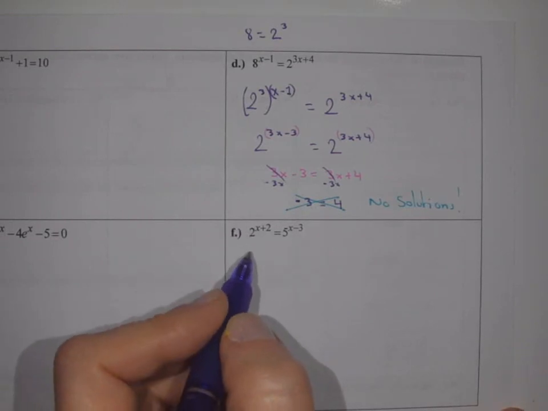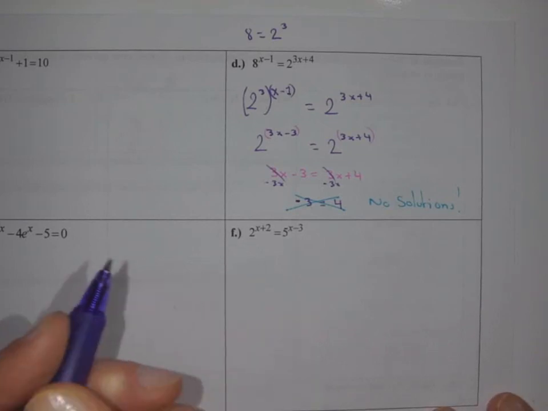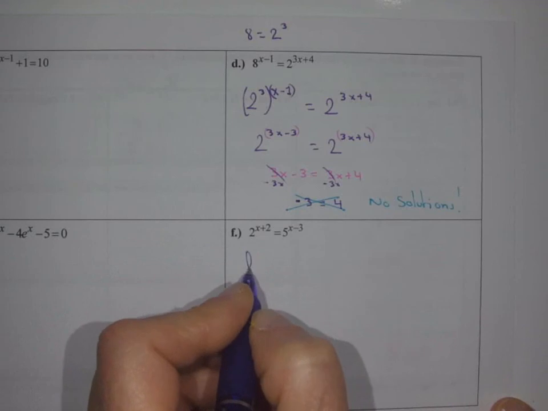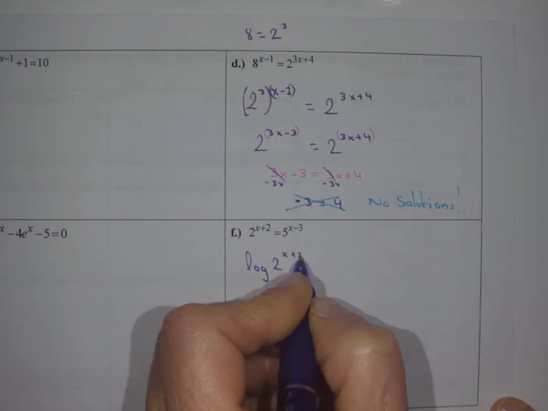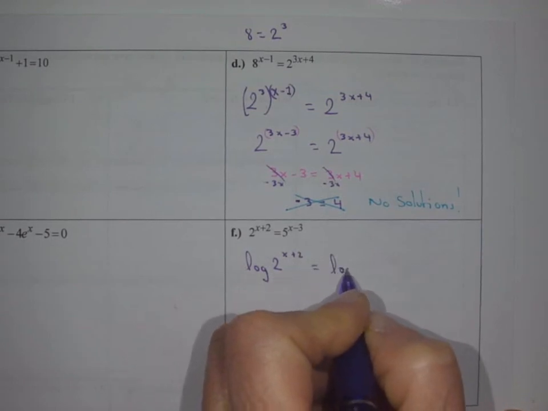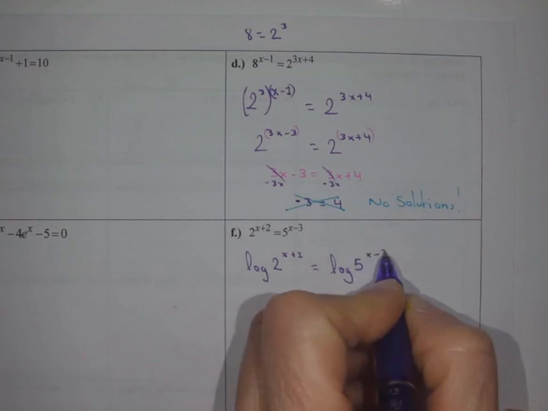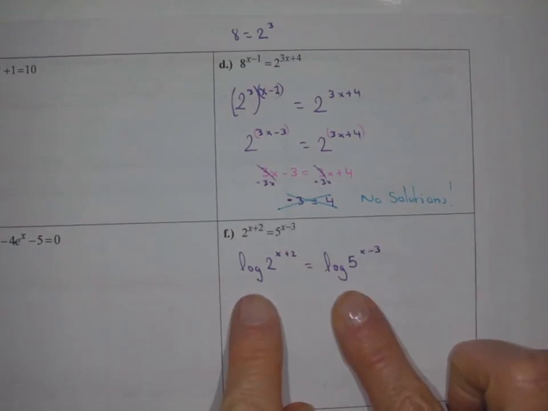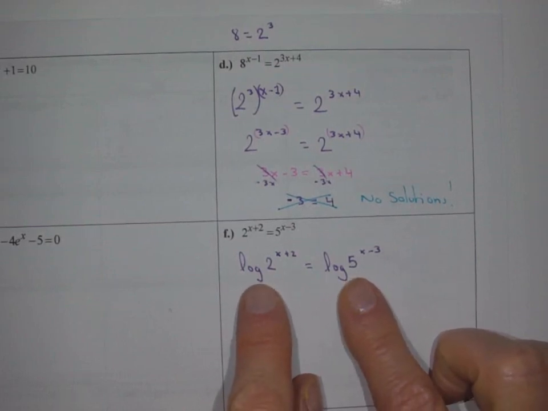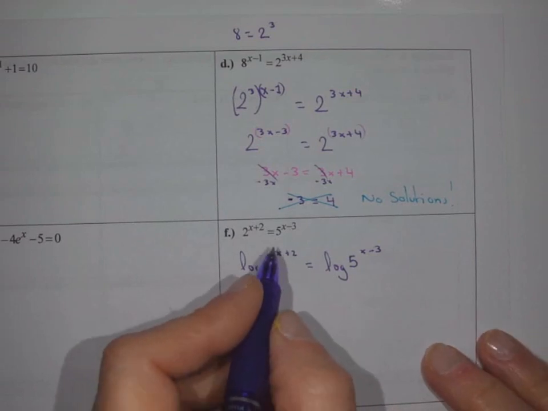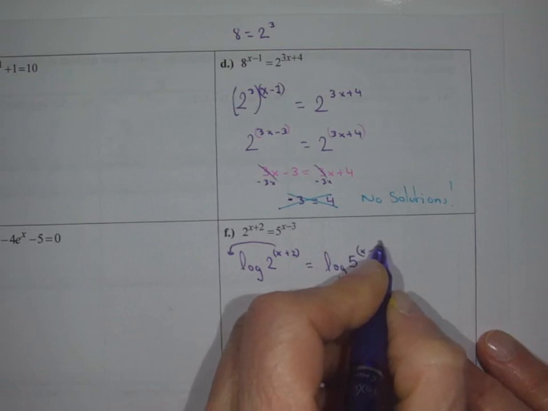So I'm going to use either a natural logarithm on both sides or a common logarithm on both sides. Doesn't really matter. So I'm going to do a common logarithm. So log of 2 to the x plus 2 is going to be equal to a log base 10, right? Common logarithm of 5 to the x minus 3. So notice the only thing I did is I took a common log on both sides, and that's legal if I do it on both sides, right? Then I'm going to take my exponents and I'm going to bring them to the front as coefficients.